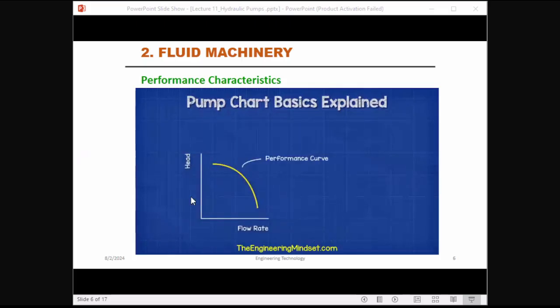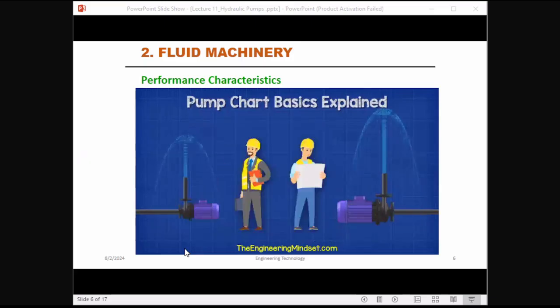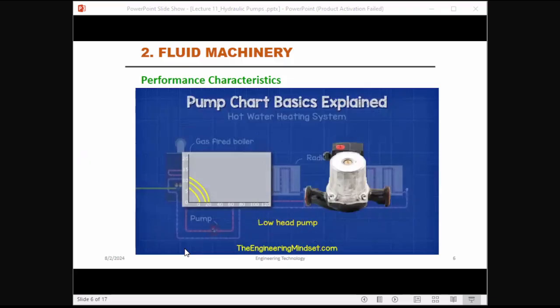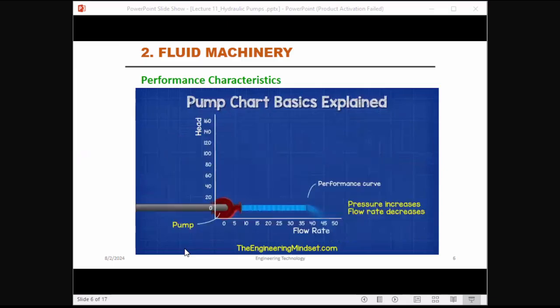Performance curve. This is sometimes referred to as the HQ curve. H meaning head and Q which represents flow rate. The manufacturer will test each pump to obtain the performance data and then plot this on the graph. This will represent all the possible configurations between flow rate and head pressure, and we use this to check whether a pump will suit our requirements. The performance curve will be different for each pump, and some will suit our system needs better than others. You will usually see that as the pump flow rate increases, the head pressure decreases.